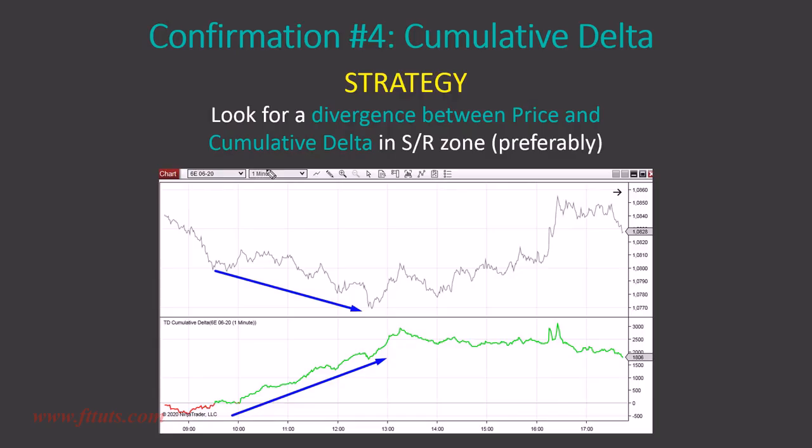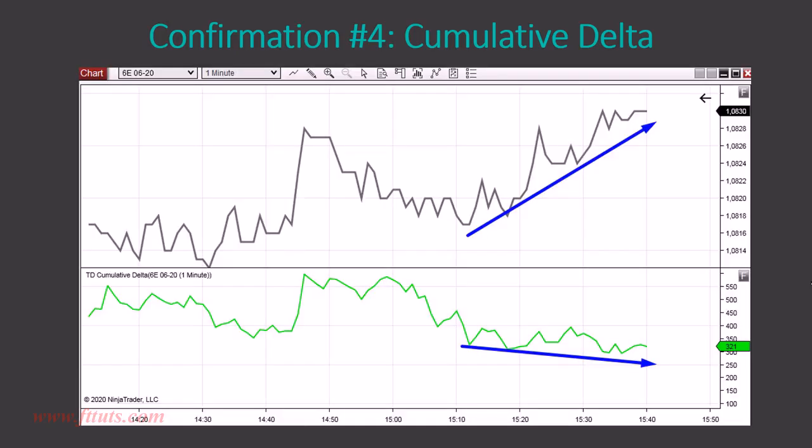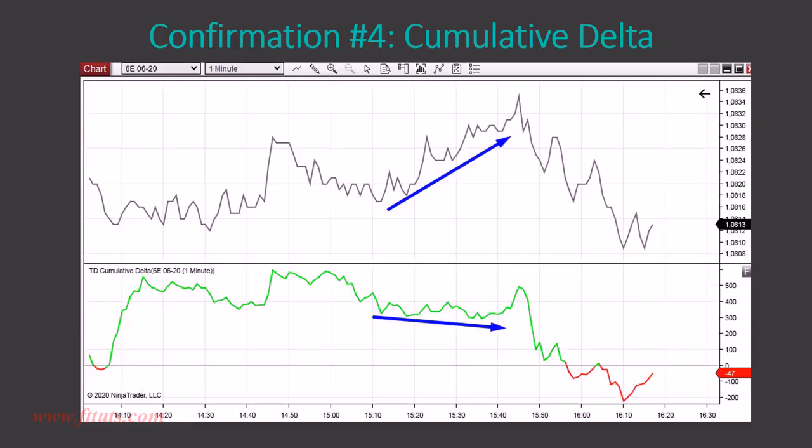Just make sure that you use the same time frame on your price chart as well as on delta, preferably 1 minute time frame. Now, when I was preparing this video, I actually saw a very nice divergence on the euro, so I took a picture. The price went upwards, delta went downwards. In other words, there were sellers entering their positions while the price still went upwards. So I took the picture for you, and this is the result.